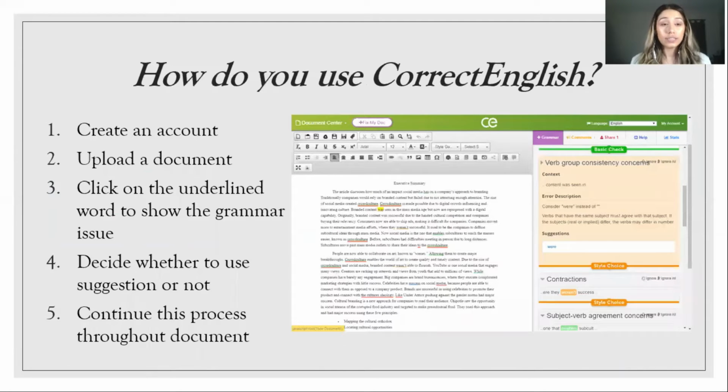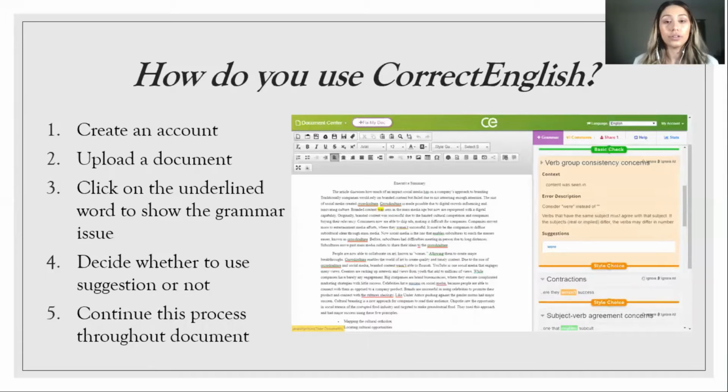How do you use Correct English? To begin, the first step, you have to create an account on correctenglish.com. UTD provides every student with one, so you should be covered with that. The second step is to upload your document to the document center.